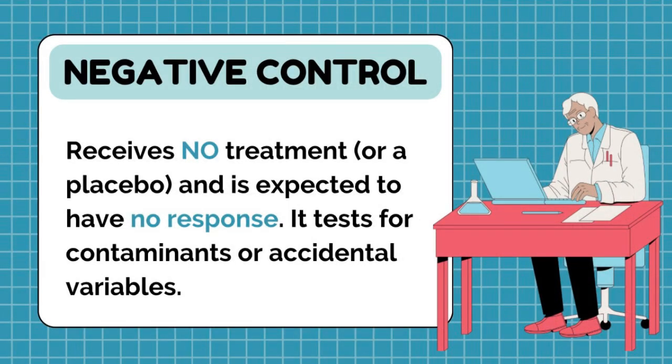A negative control receives no treatment, or sometimes a placebo, and is expected to show no response. Its job is to confirm that nothing unusual is happening on its own. If your negative control suddenly shows a result, something went wrong, maybe contamination, or maybe there was a confounding variable.